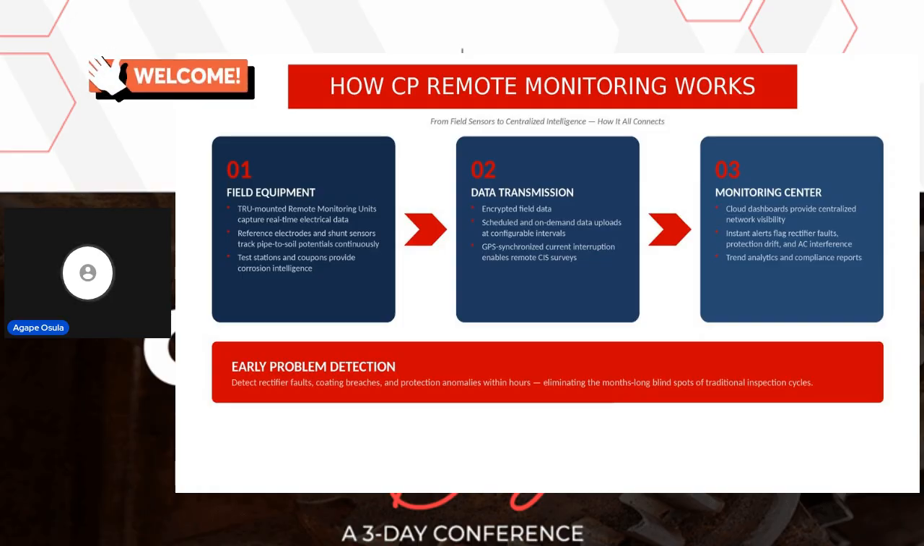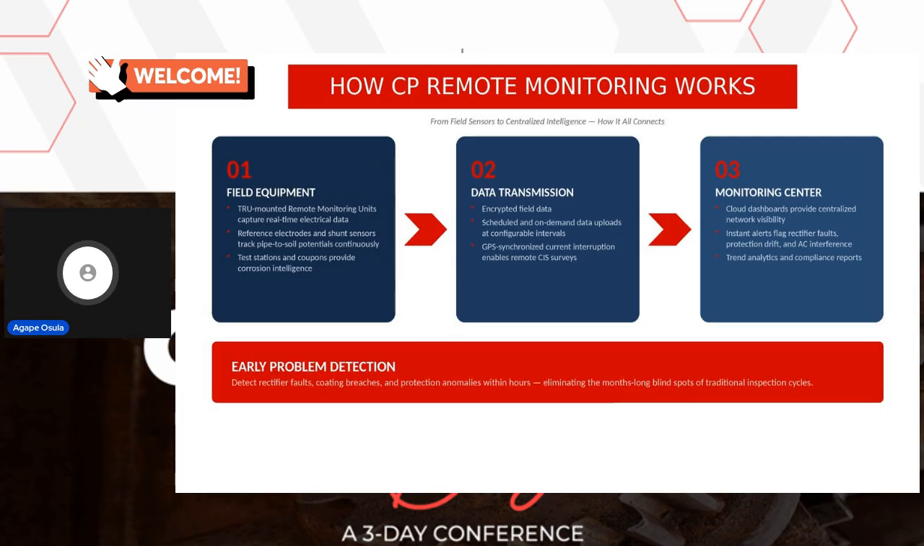Reference electrodes, of course, are installed permanently. You have shunt sensors which track, and they all help to track pipe and soil potentials continuously. And of course, you have coupons also, which also help a lot.